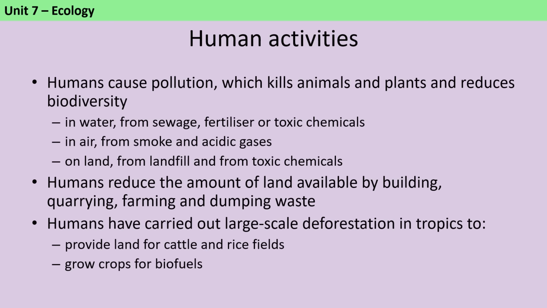In terms of other things that humans are doing, there's obviously a lot of pollution being caused, which kills animals and plants and reduces biodiversity, in terms of water and in air and on land. Us building, quarrying, farming and dumping waste all contribute to us reducing the amount of land and habitat available to animals and plants. And also we've carried out large-scale deforestation, particularly in tropical areas such as the Amazon rainforest, both to provide land for farming, for cattle and rice, and also to grow crops for biofuels.